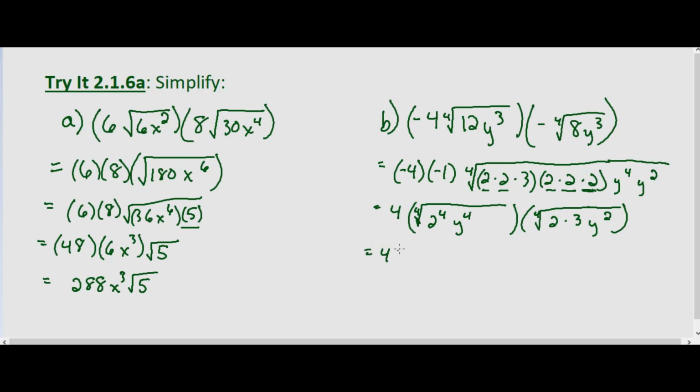So 4 times the fourth root of 2 to the fourth is 2. The fourth root of y to the fourth is y. And then we're left with what's under the radical on the right. 2 times 3 times y squared, that's 6y squared. And then multiplying the constants, we end up with 8y times the fourth root of 6y squared.